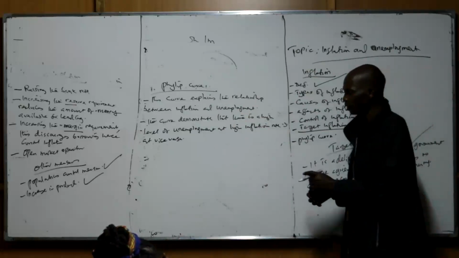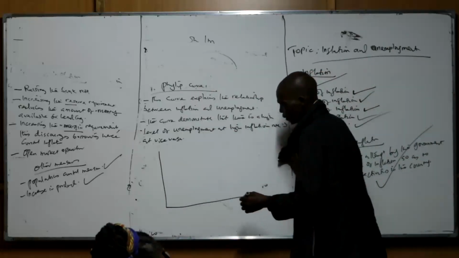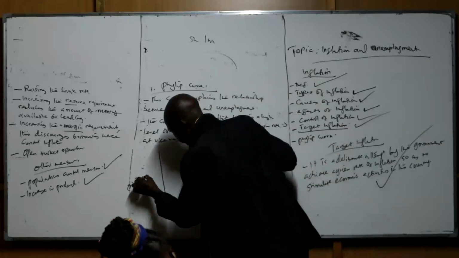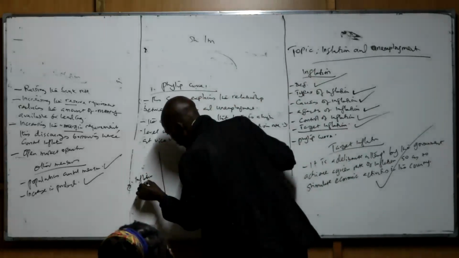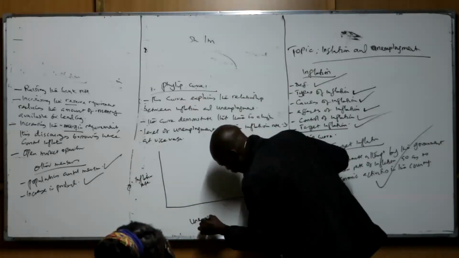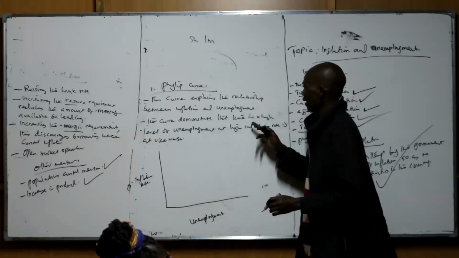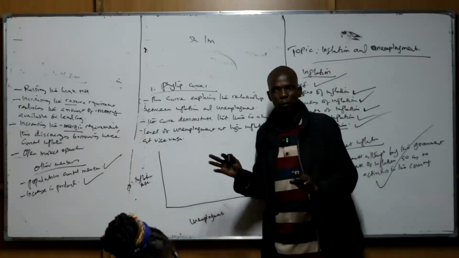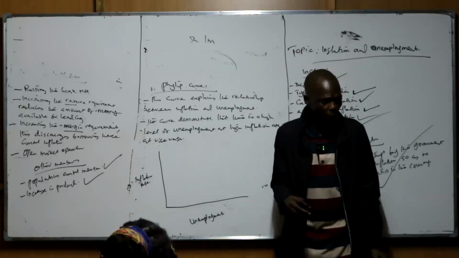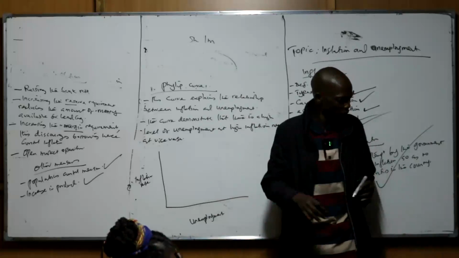It can be demonstrated. So this is how it looks. We have inflation rates and we have unemployment. Remember, when there's a low level of unemployment, it means the majority of people have jobs.